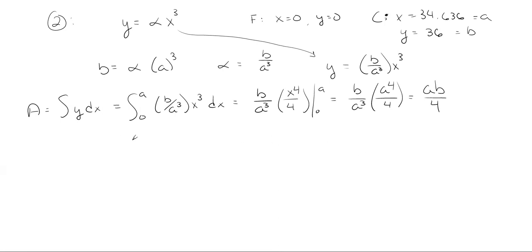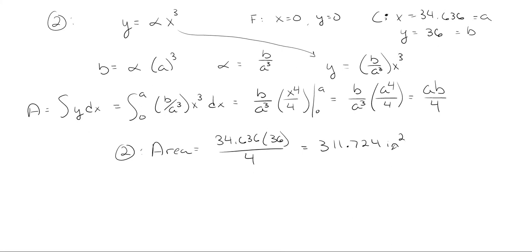Well, let's just go ahead and plug in our A and our B that we have up here of 34.636 and then 36. So the area for shape number 2 would just be 34.636 multiplied by 36 all over 4. And that gives me a total area for shape number 2 of 311.724 inches squared.